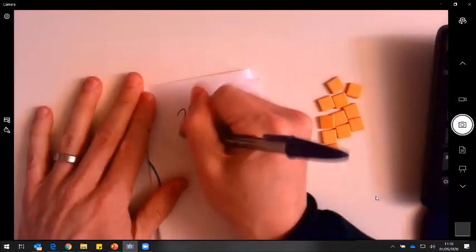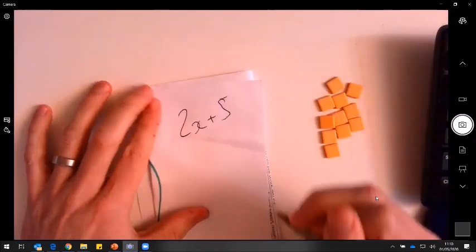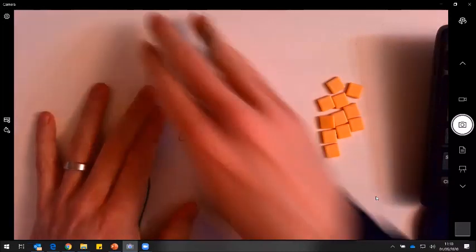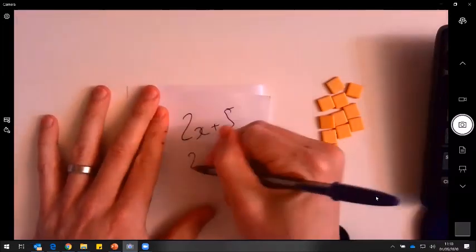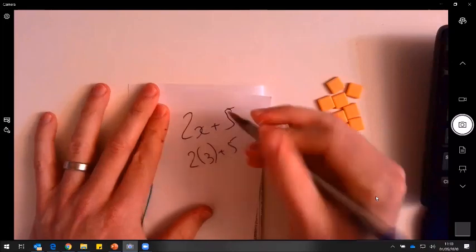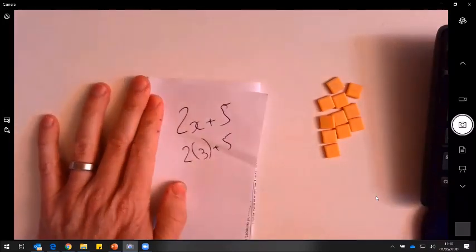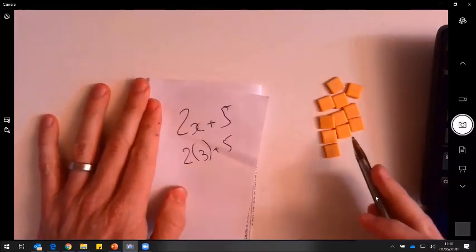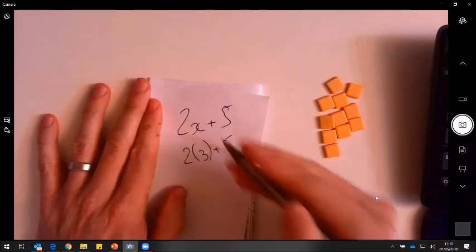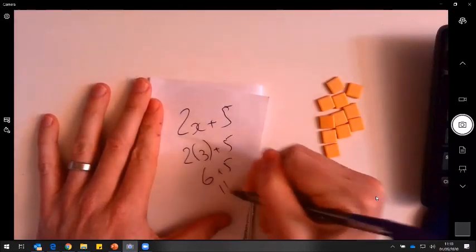I had 2x plus 5. And I replaced the x with the 3, and you saw that in the tiles, and you show them what's happened in the abstract. I replaced the x with a 3. Don't just do it by itself. Make sure you're showing what's going on. So 2 lots of 3, of course, and there we've got our solution.